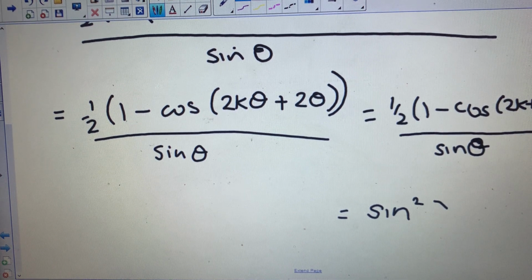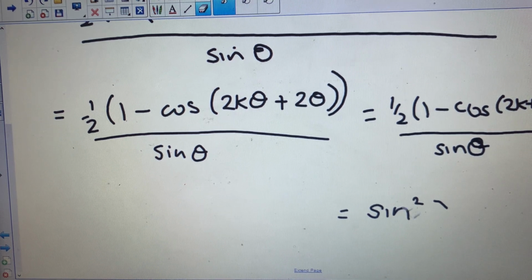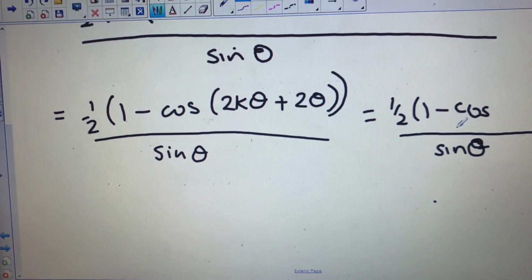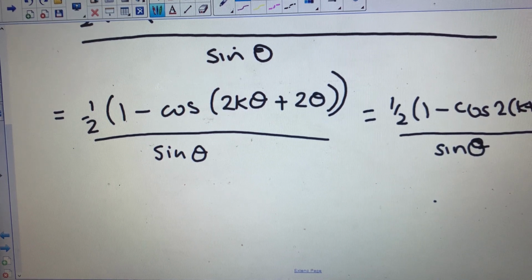Right, can I just go back? Right, what I should have done here is taken out. Let's go back to this bit here. There's no way I'm redoing it. Right, when I take out the theta, I'm left with, that 2 needs to be out, doesn't it? So I've got 2k plus 1 theta.